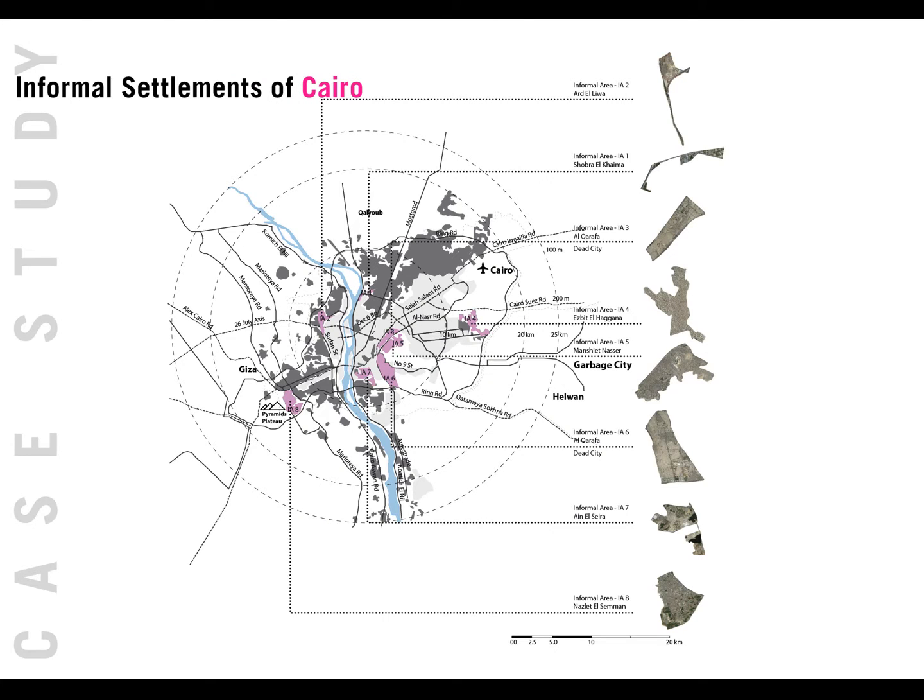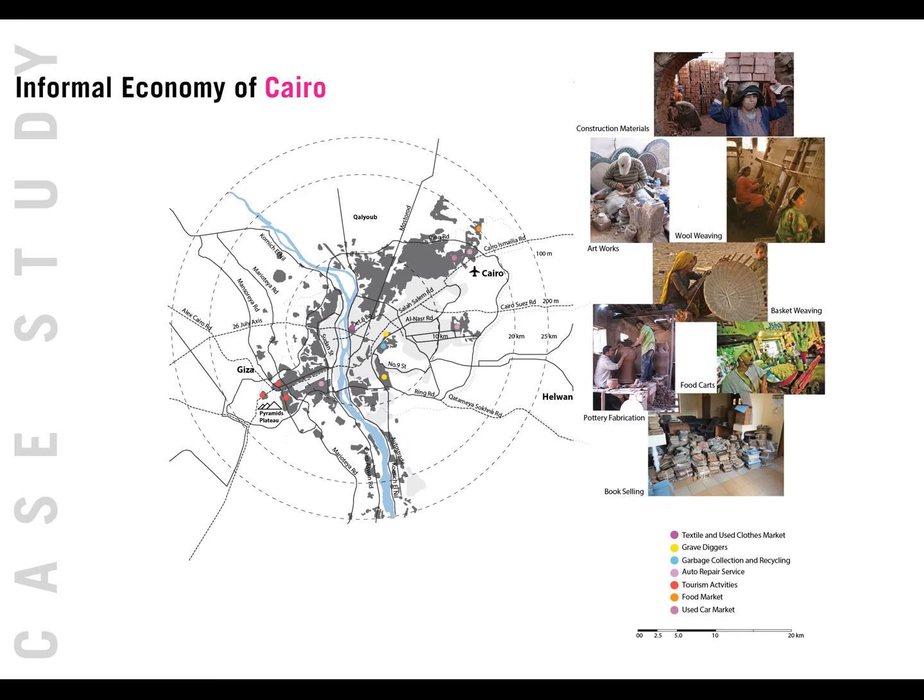Cairo has several informal settlements that are considered the largest in the Middle East. I have mapped out the largest and best-known ones in order to understand how my site is perceived. These areas host many small industries and productive activities that are interrelated to the formal economy in the city.